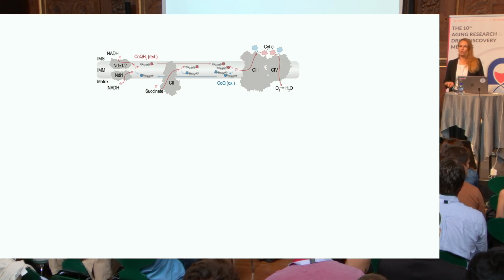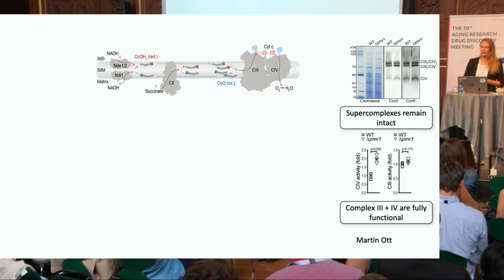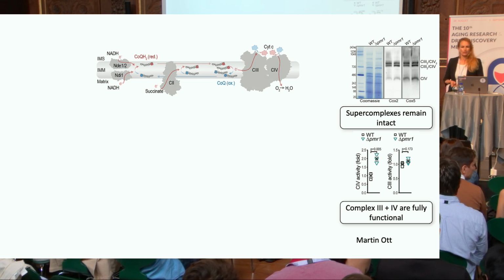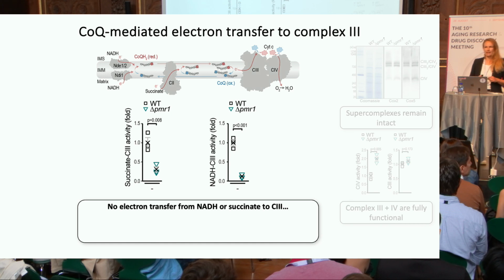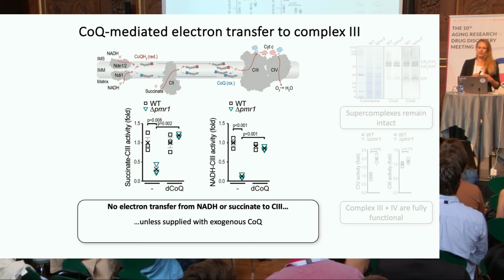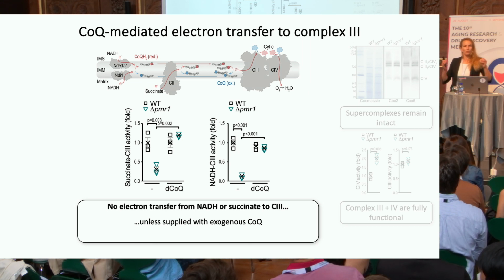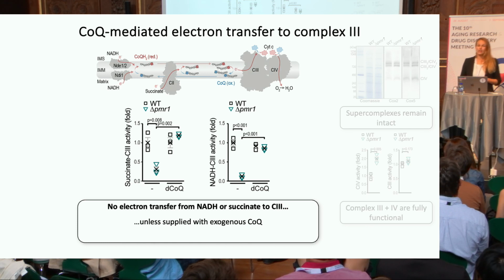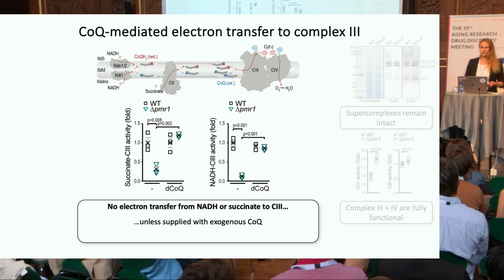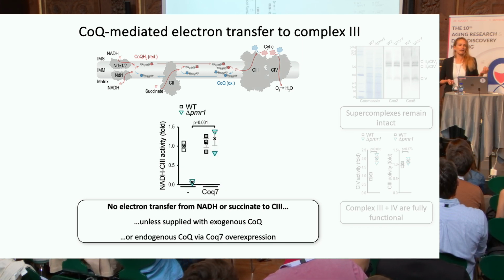So next, we turned towards the respiratory chain. And in collaboration with Martin Ott, we ticked the usual boxes. So we checked supercomplex assembly, but this assembly was fully functional. We also went for complex 3 and 4 activity, but also the activity was retained here. But electron transport via coenzyme Q to complex 3 was completely or almost completely absent. And simple addition of exogenous coenzyme Q to those isolated mitochondria was able to restore electron transport. So the only component in this whole system that was actually missing was really CoQ. And similarly, overexpression of COQ7 to supply endogenous CoQ restored the missing electron transport in our PMR1 deleted cells.